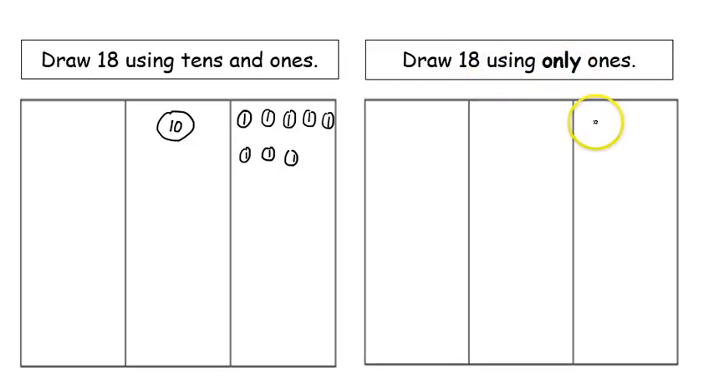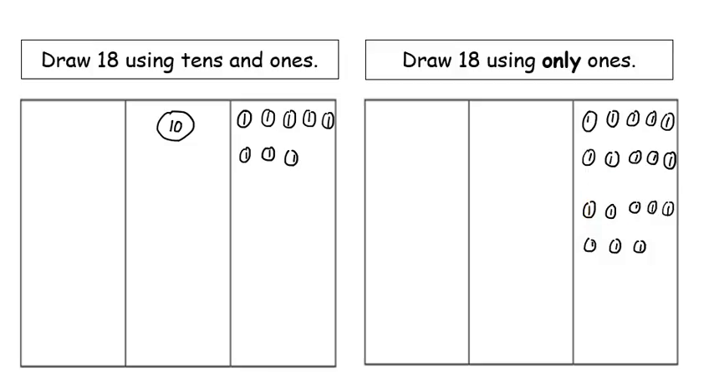Now in the next problem it says draw 18 using only ones. So now I need 18 single discs. So far I have 10 discs. And now I have 18. So what we want the students to understand is 18 can be considered as a group of 10 and 8 ones, but it can also be considered as a group of 18 ones.